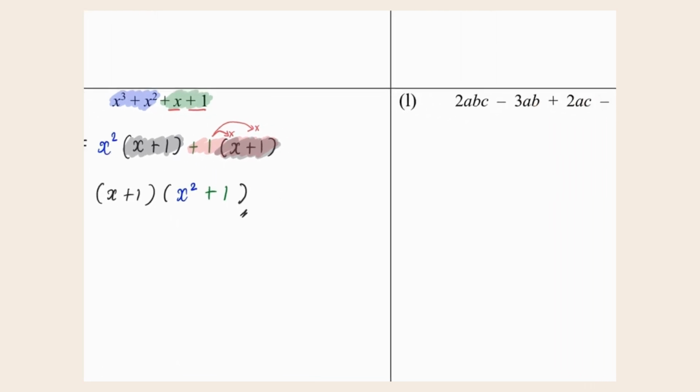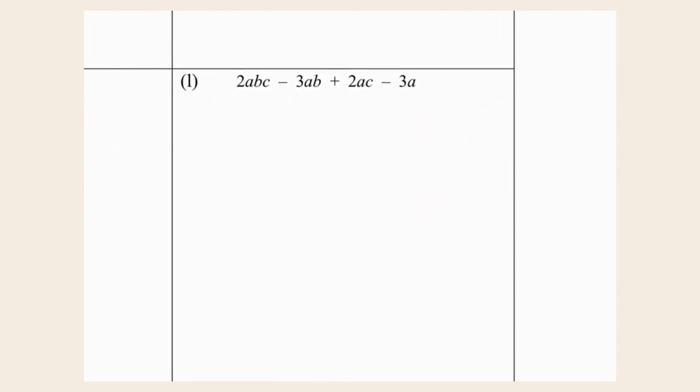And for the last example of this particular video, for this particular question, the very first thing that caught my eye is that I saw a as the common factor across all the terms. I'm going to take out a as the common factor across all. I'm left with 2bc minus 3b plus 2c minus 3.